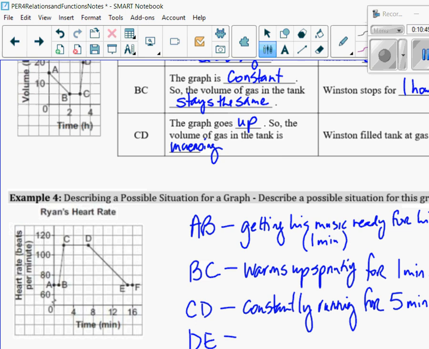D to E, cooling down. It's funny that he's cooling down for that long time, though. It takes him a while to cool down. Cooling down, but how many minutes was that? 7 to 15, 8 minutes. Isn't it 8 minutes? 8 minutes? Yeah? And then E to F, resting. Okay.